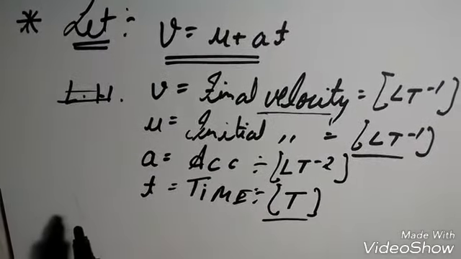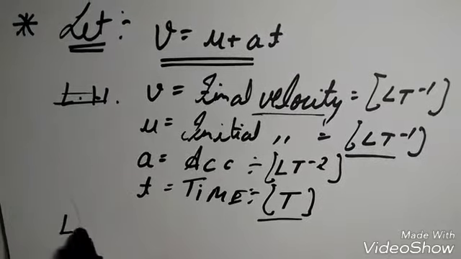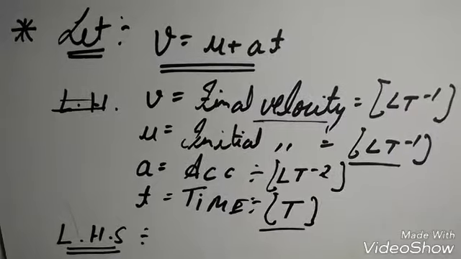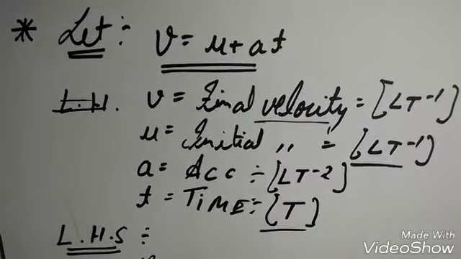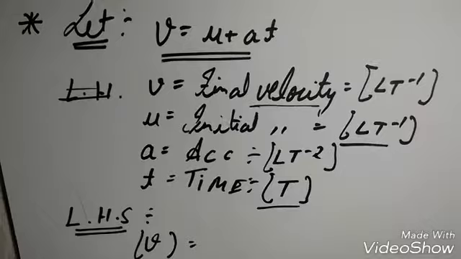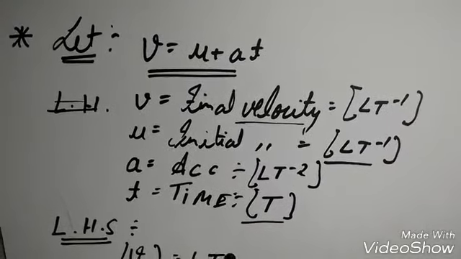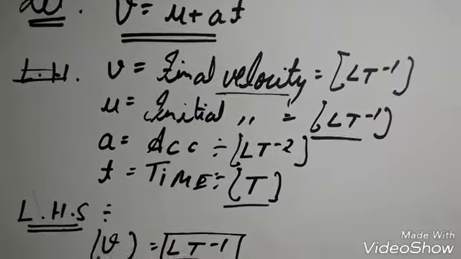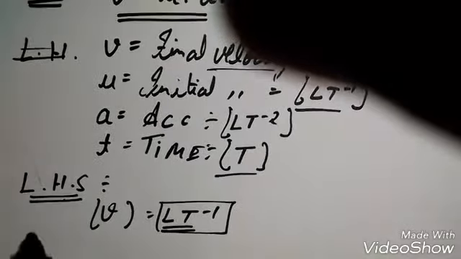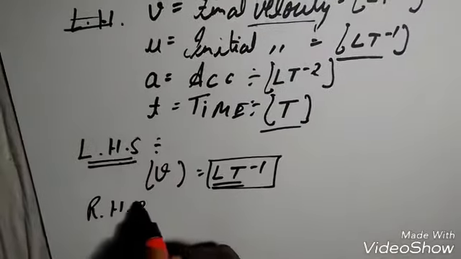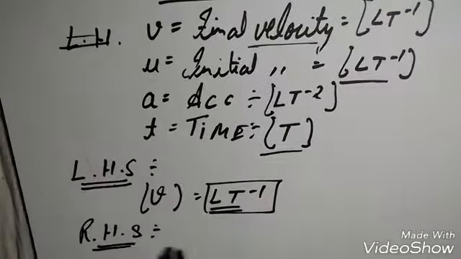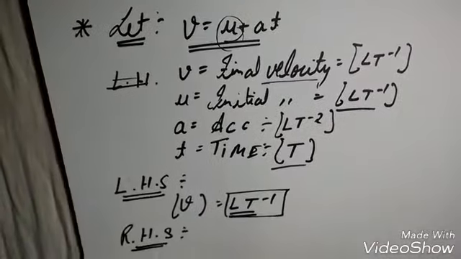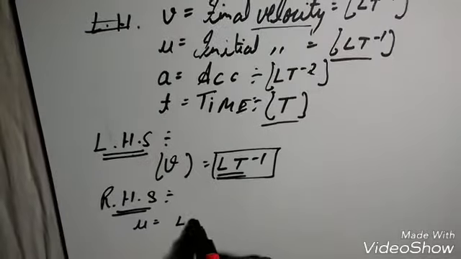Okay, let's check the accuracy of the given formula. Initially, let's check the dimension of the left hand side of the formula. As it is V, it has a dimension formula of LT minus 1. Means the left hand side has a dimension of LT minus 1. Let's move to the right hand side. In the right hand side, the first variable is U, which has a dimension formula of LT minus 1.